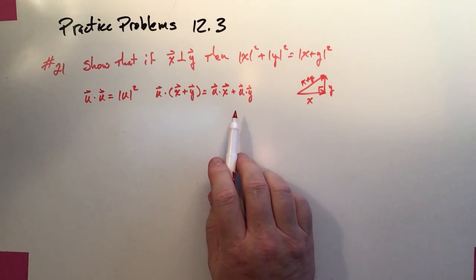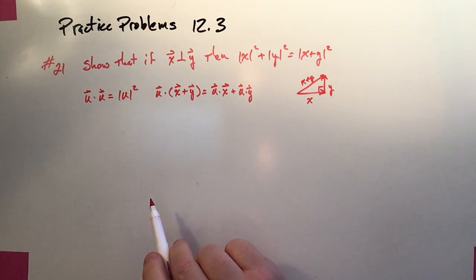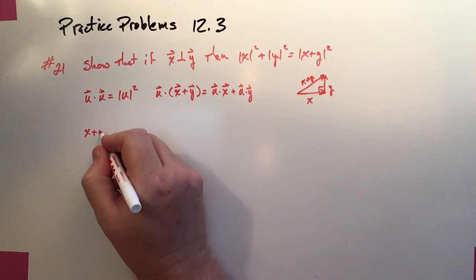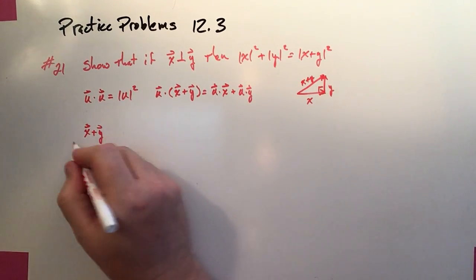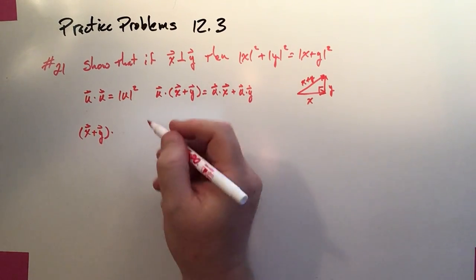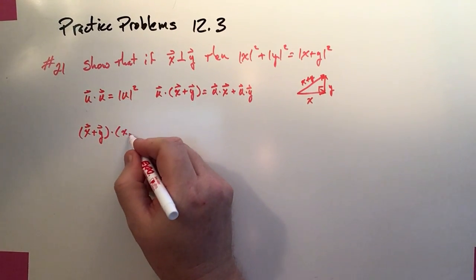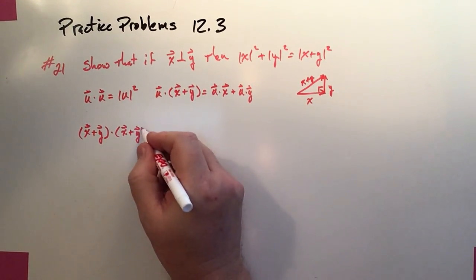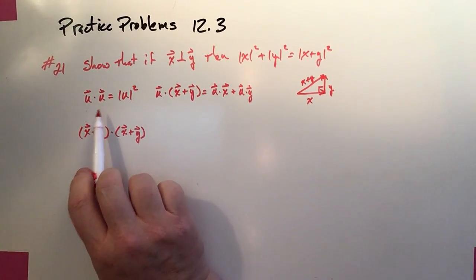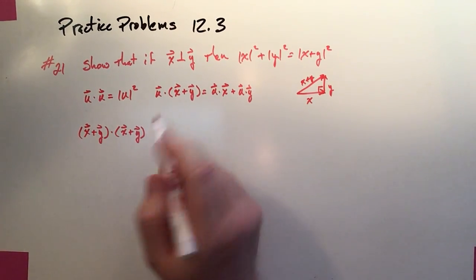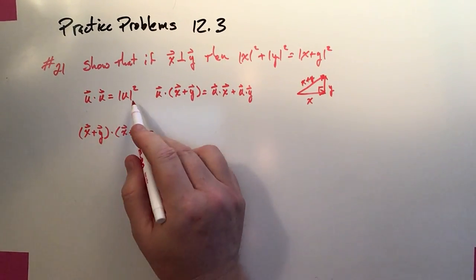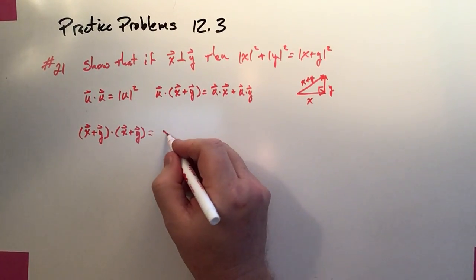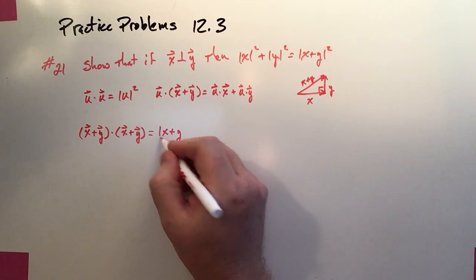So let's apply these two theorems in the solving of this problem. I'm going to start this way. Let's suppose we have the vector x plus y, and what we want to do is dot this with itself, the vector x plus y. Well, according to the first part of theorem 12.3.5, this will just be the magnitude of whatever vector x plus y is squared. So the magnitude of x plus y squared.